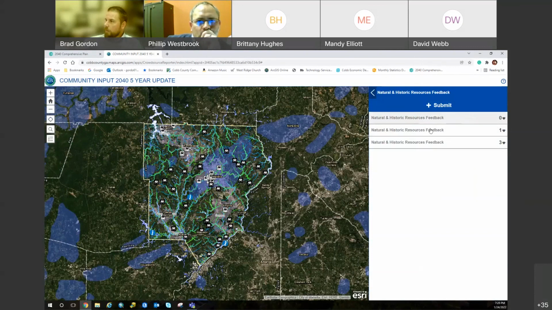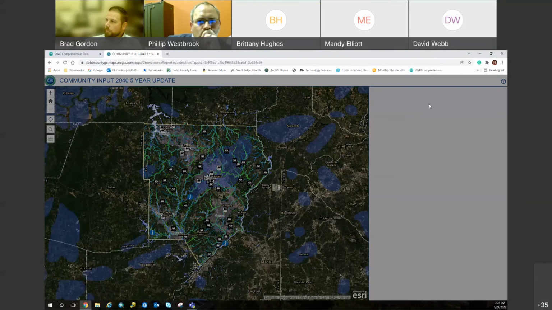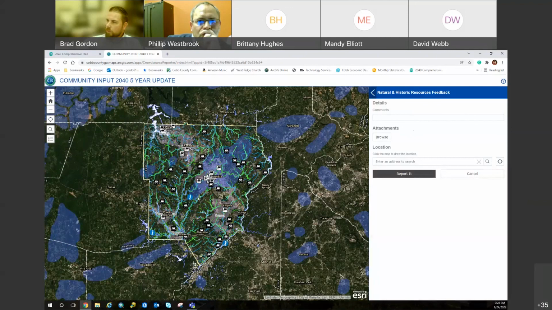We already have some comments here. This one has 3 likes. Go ahead and submit. And then instead of typing in a location, we'll just zoom into an area.